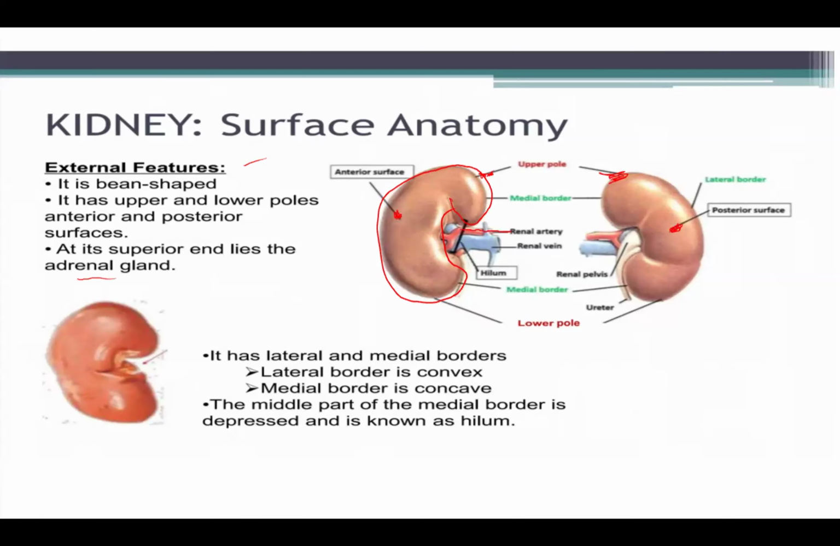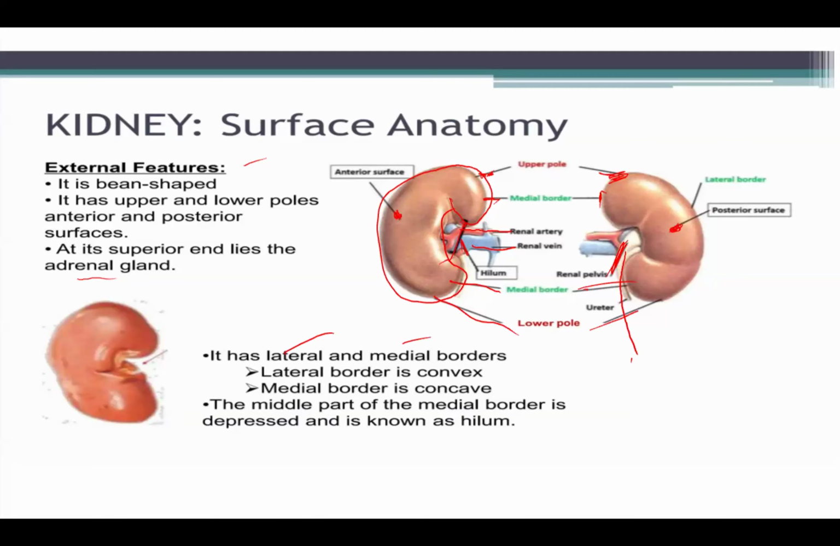This is the renal artery, renal vein, it is the medial border, renal pelvis, hilum, medial border and lower pole, and this is the ureter. It has lateral and medial borders.